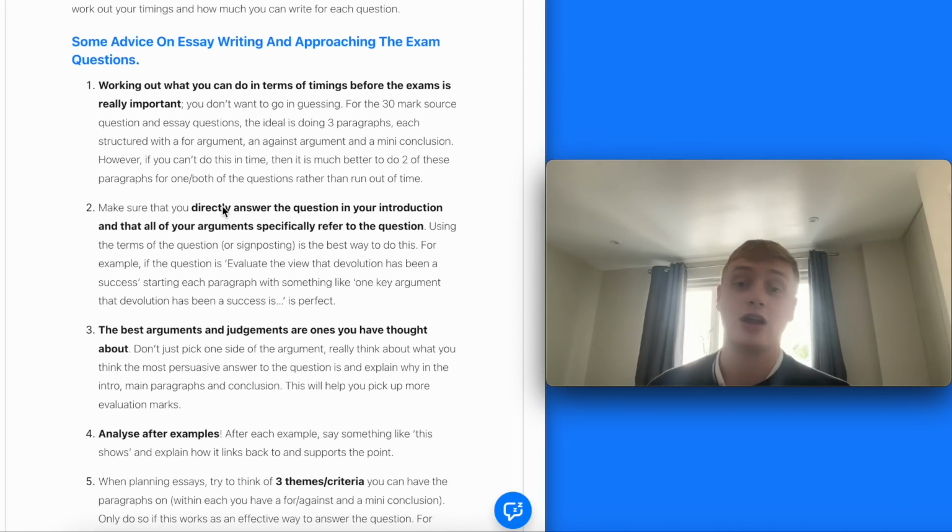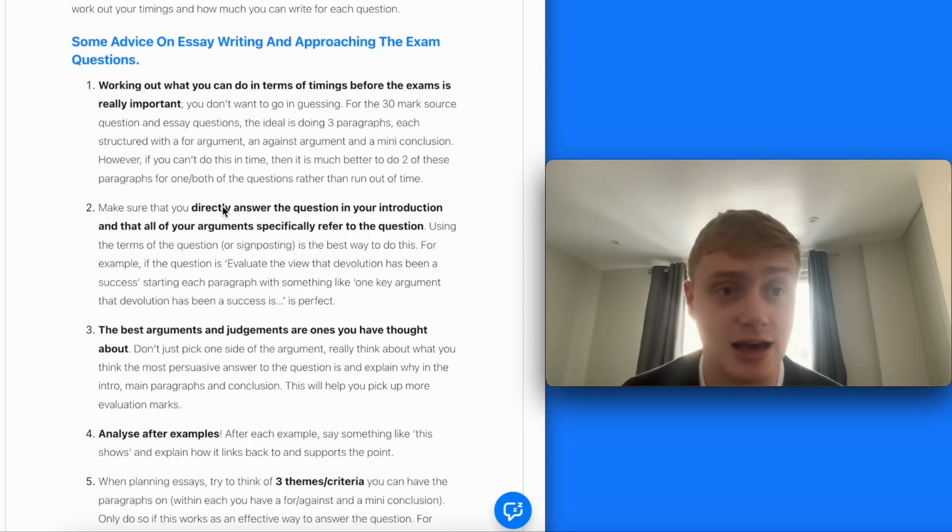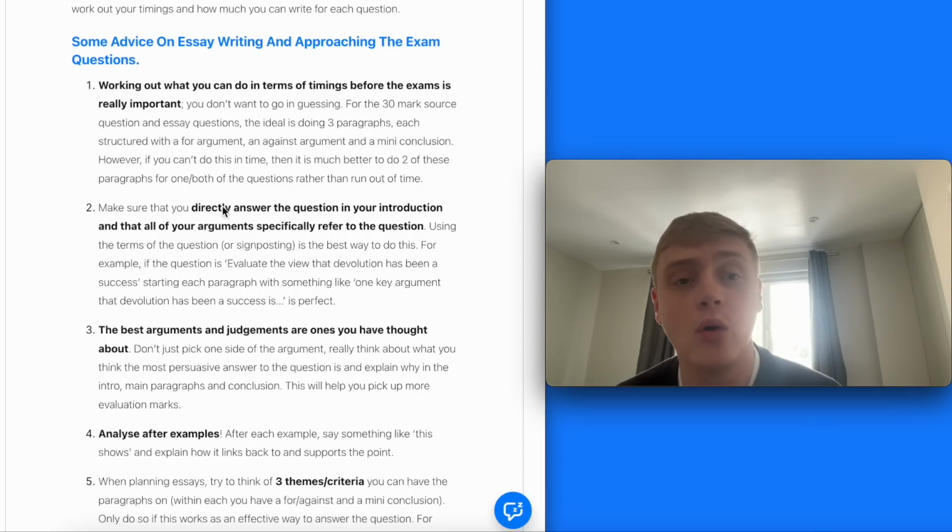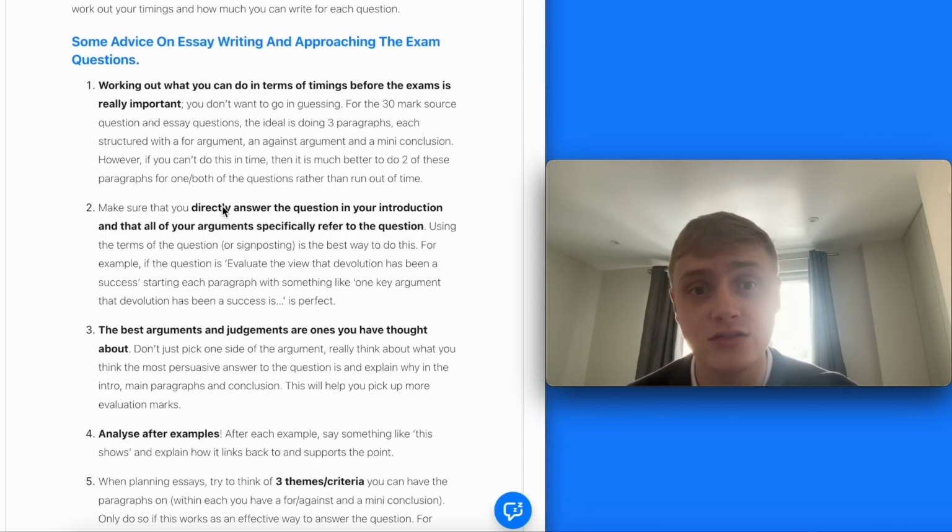In terms of some advice on essay writing and approaching the exam questions, the first thing is work out what you can do in terms of timings, which is really important. So you don't want to go into the exam guessing. You want to know that, okay, for the 30 mark source question, this is how long I'm going to spend on it. The ideal is doing 3 paragraphs for the source questions and the essay questions.